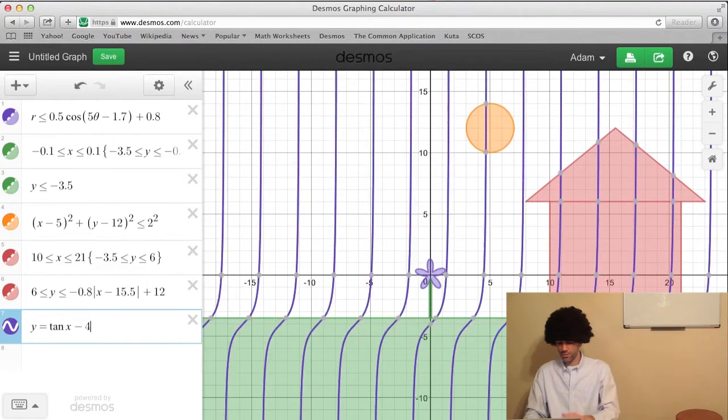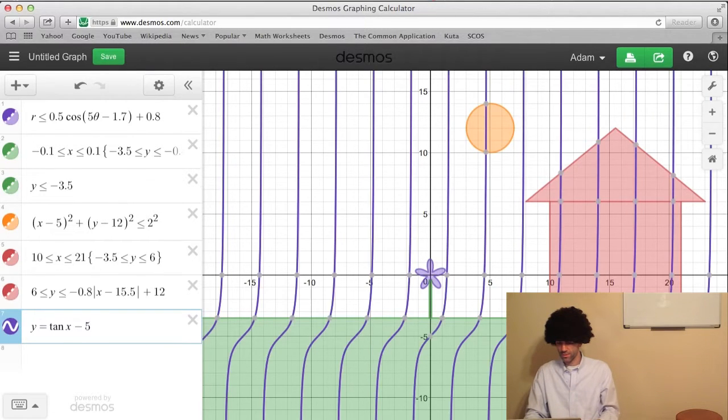No, let's take it down to 5. Not 45, 5. There we go. I think that'll work. I think we can change it. So we have shifted the tangents down.